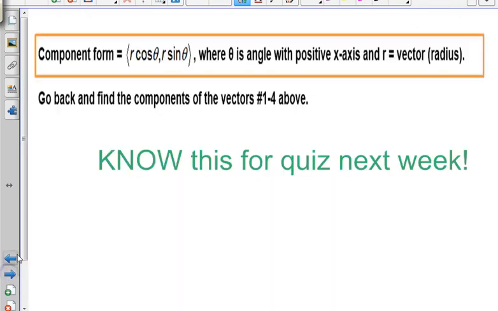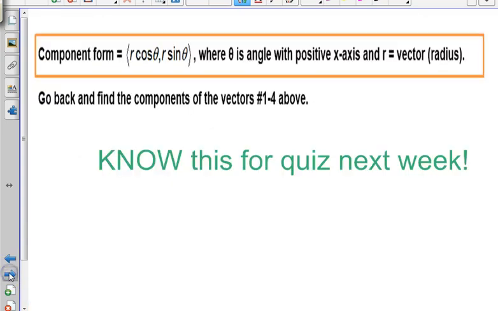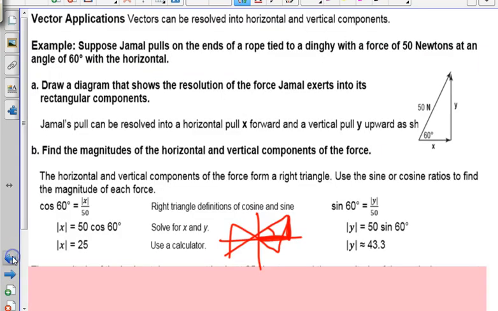All right, so the definition we're going to use is that the length of the vector times the cosine will give us the x component, and the length of the vector times the sine will give us the y component. Okay, so we're just taking a leap ahead of doing straight right triangle trig, and we're skipping some of the steps. All right, now it says let's go back and do these for questions 1 through 4.